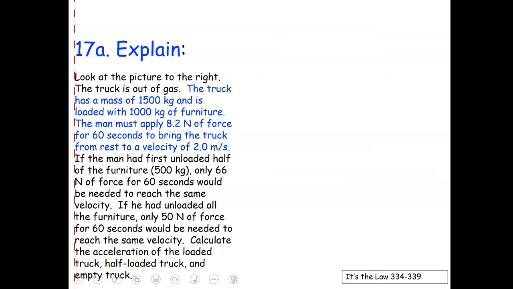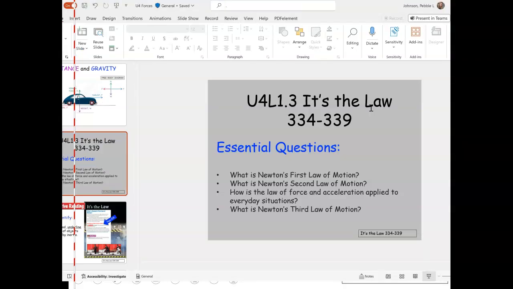So we're going to start with a truck has a mass of 1,500 kilograms and is loaded with 1,000 kilograms of furniture, and we want to know the acceleration. So what do we know?